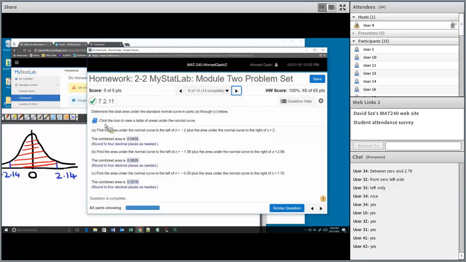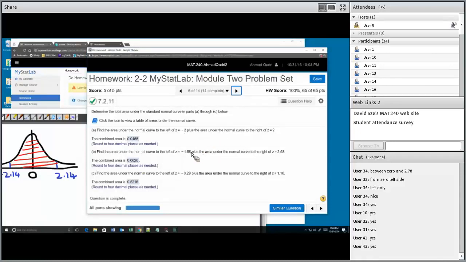Okay, pretty much the same question. I'm going to go over the table method tomorrow, but determine the total area under the standard normal curve in parts A through C. So again, this is very much the same. So let's just pick one. Which one do you want to do?